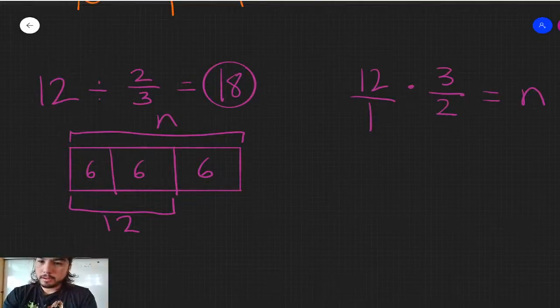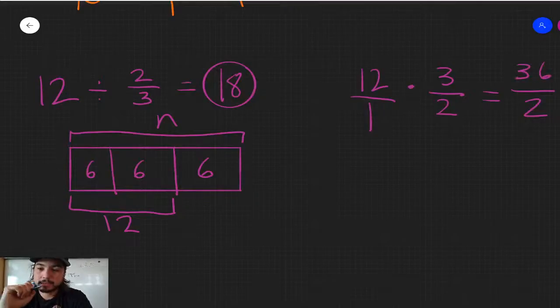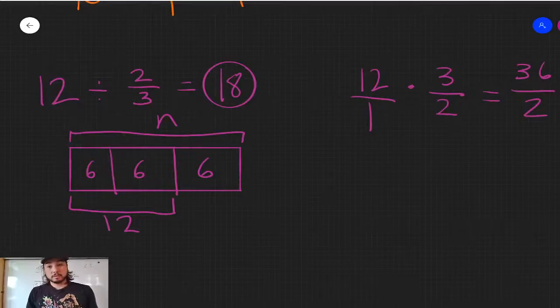Okay, then we multiply straight across. 12 times 3 goes on top, and 1 times 2 goes on the bottom. So let's do 1 times 2 first, it's smaller. So we're going to be in halves. And then how many halves? 12 times 3, or 12 plus 12 plus 12, or 24 plus 12, or 10 times 3 plus 2 times 3. All roads lead to 36 halves. 36 halves.